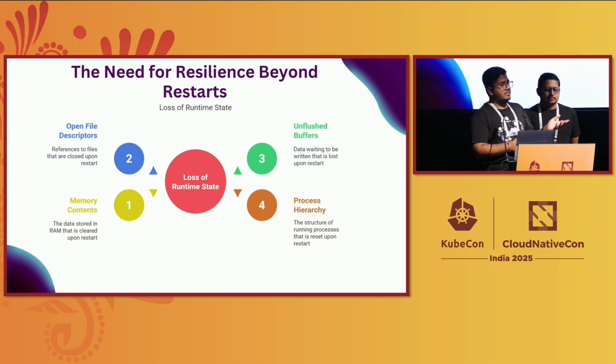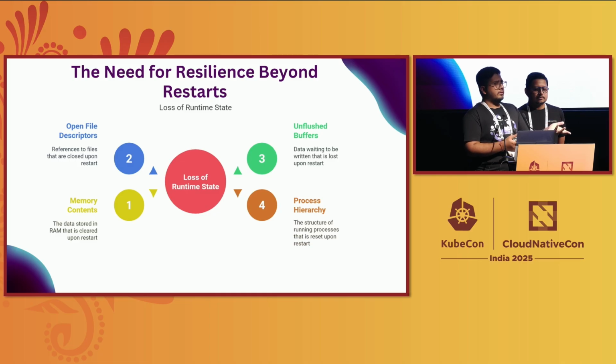So need for resilience. Why do we need resilience? Many a time, if the container breaks, we just restart it. With that, we have loss of things, loss of runtimes, and we lose memory contents, file descriptors, hierarchy of files, and everything, because the process has abruptly stopped in between. We don't know where eventually the process has stopped.